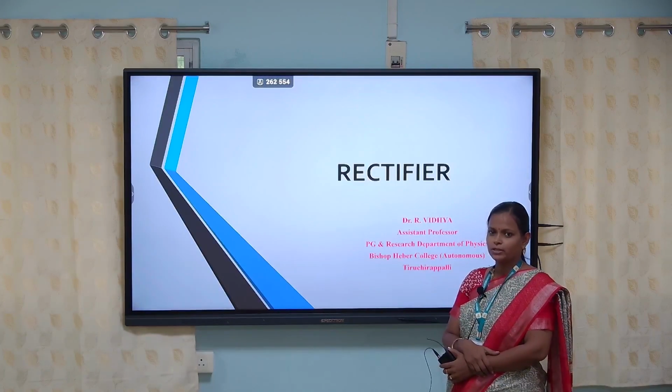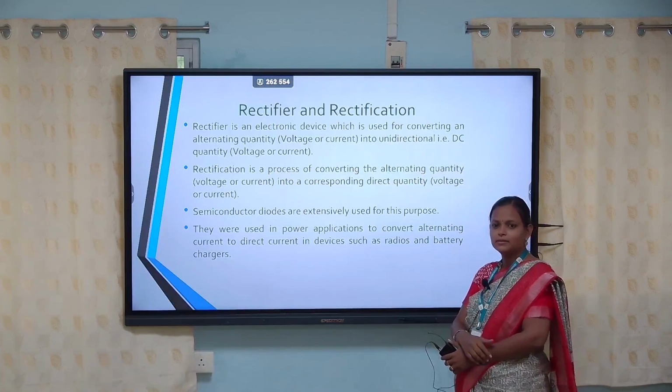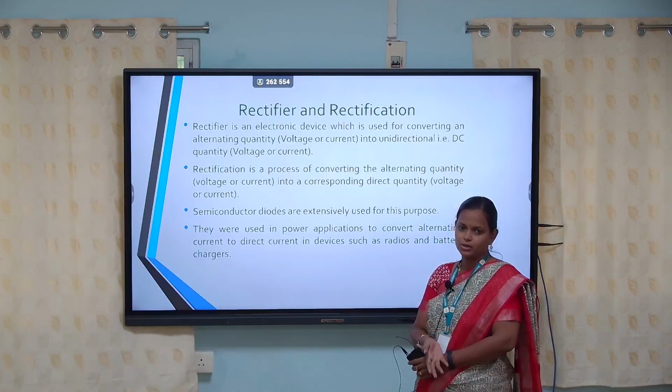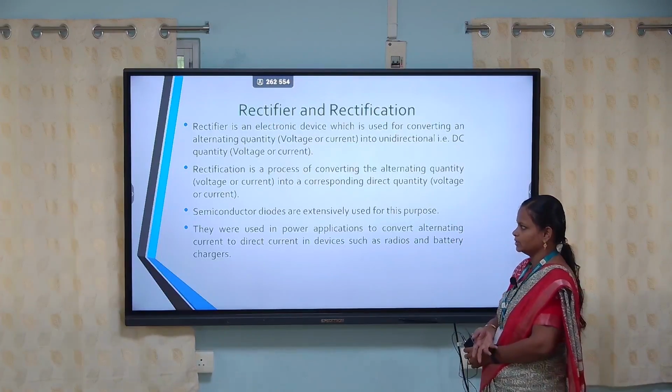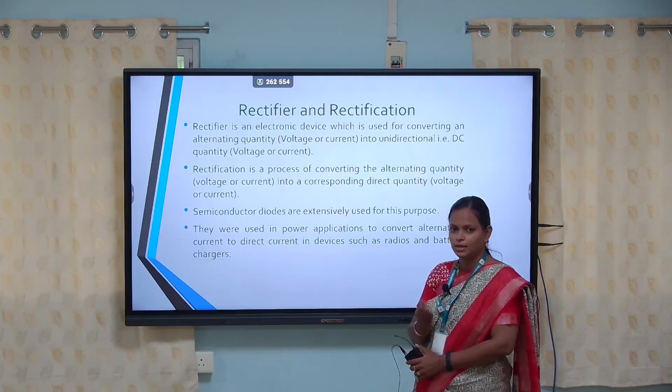We will be exploring rectifiers and their key concepts. Rectifiers are nothing but devices which convert an alternating quantity to a direct quantity. The alternating quantity may be current or voltage. So, the process of rectification can be done by using rectifiers.